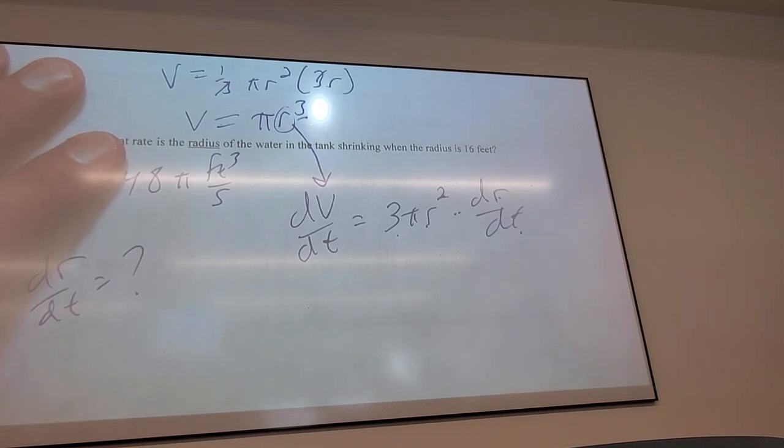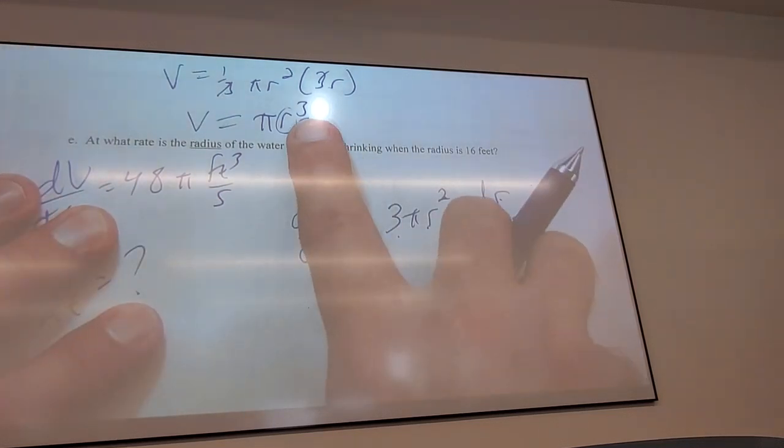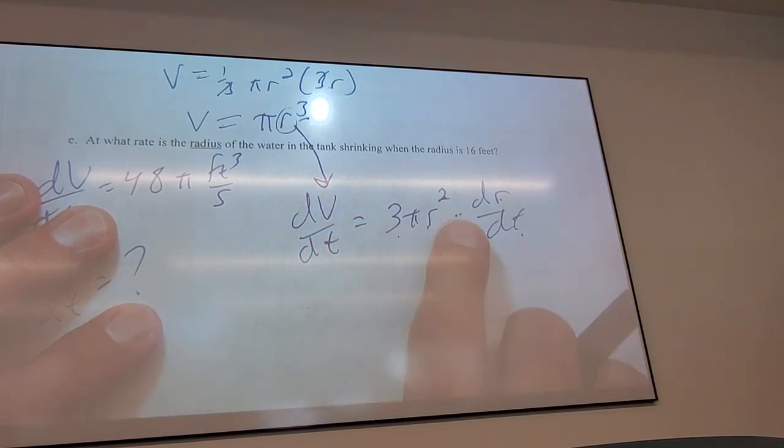I went from a cube to a square. No, it didn't. Well, because I took a derivative, right? So the 3 came down, we pass it around, and then that goes down to 2. I'm with you.